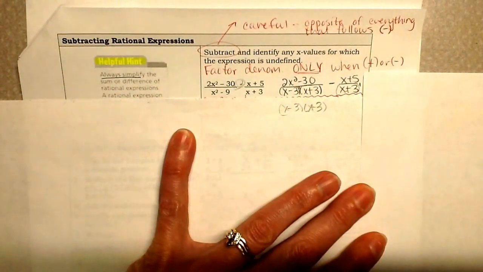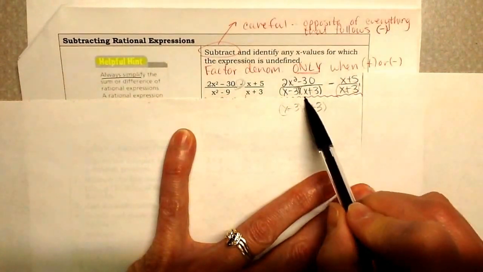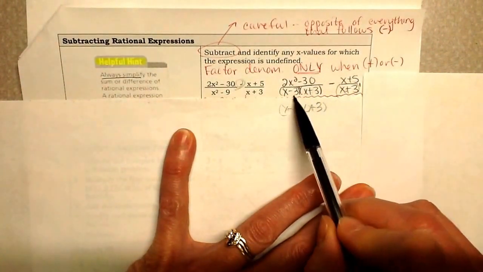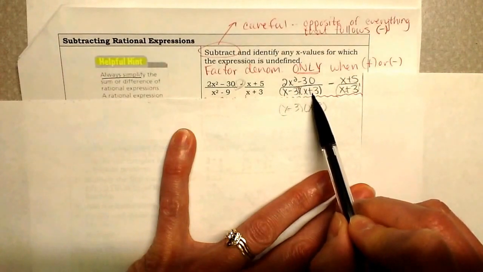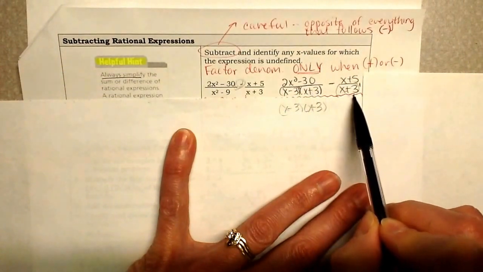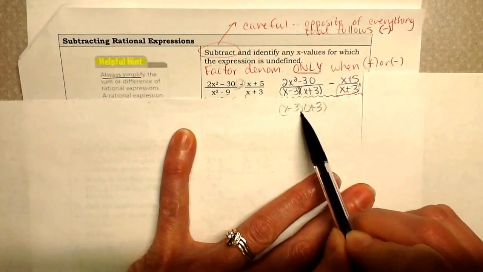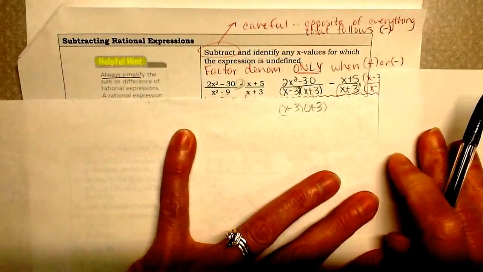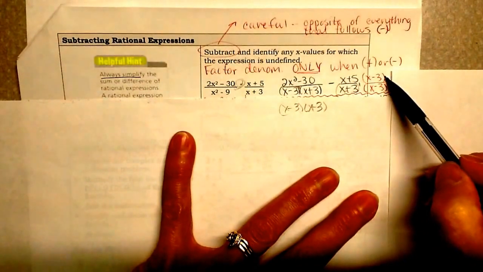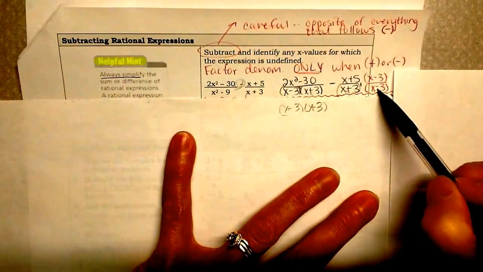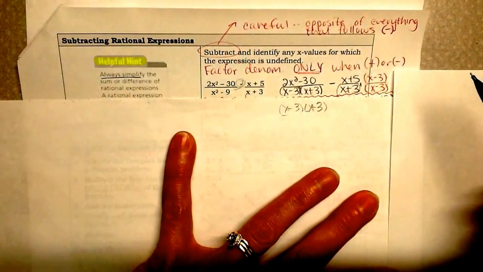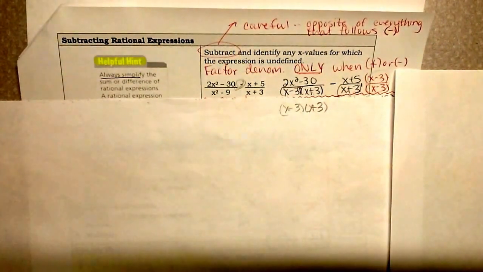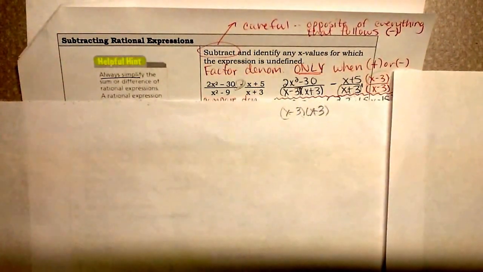Okay, so once I decide what my denominator is, I now have to make these match before I can add them together. This one has an x minus 3, this one has an x plus 3. So looking over here, I have an x plus 3. I'm missing an x minus 3. So I need to multiply this denominator by x minus 3, which means I have to multiply the numerator by x minus 3, because this is like multiplying it by 1. So you're not changing the value of the expression at all.